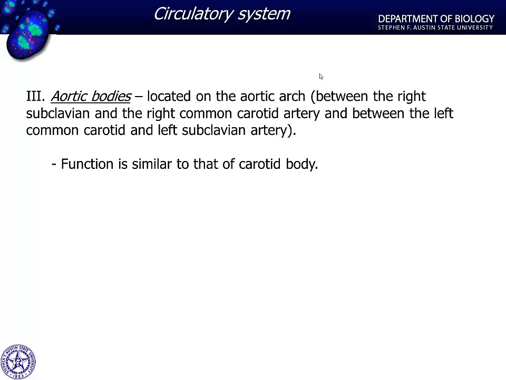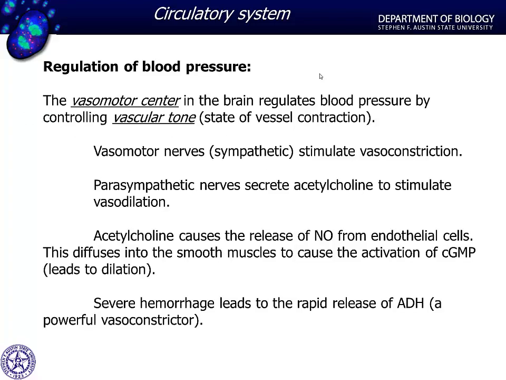The aortic body is going to be located around the aortic arch, and it's going to have a similar function to the carotid body. It is going to be a baroreceptor, and so it's going to assist in the identification of changes in blood pressure. Now, all of this information coming from the carotid sinus, carotid body, and the aortic sinus is going to come to the vasomotor center of the brain.